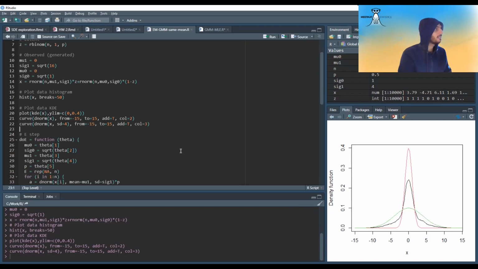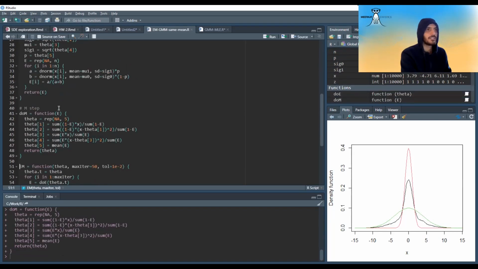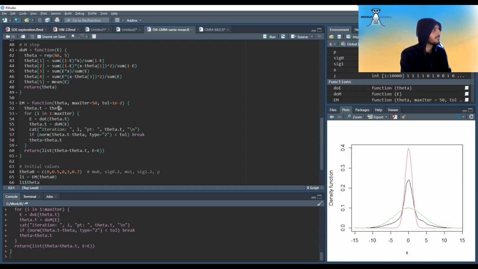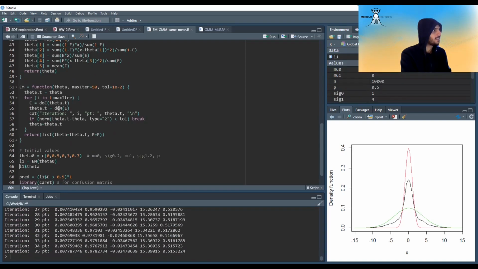Okay, so if we run the EM algorithm, I already went over this in a previous video. You should check it out. It's called EM GMM example. If we do the EM algorithm, we start with some random values and we finish before the maximum iteration.